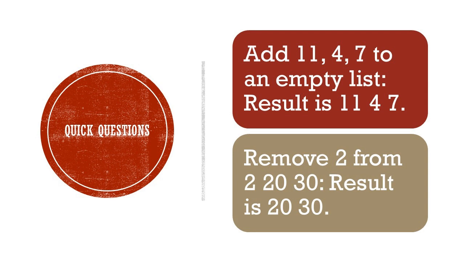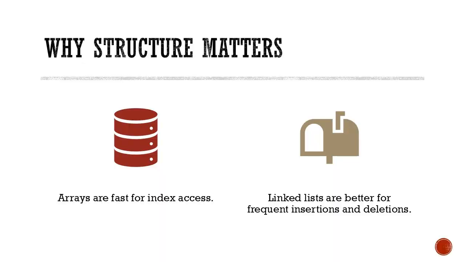Also keep this in mind. You do not need to know the internal structure to use the list, but the way it is built will affect how fast or slow your program runs. Arrays are quick for reading values by index. Linked lists are better if you need to add and remove items often.